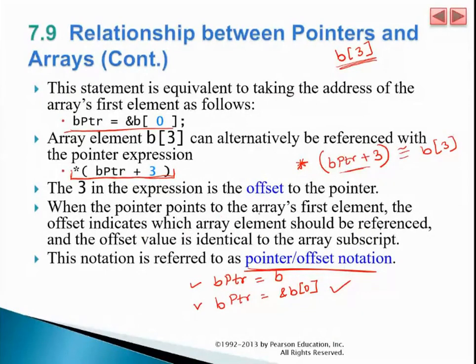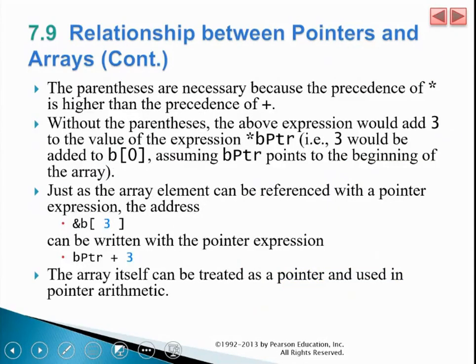When the pointer points to an array's first element, this 3 is the offset. The offset indicates which array element should be referenced, and the offset value is identical to the array subscript. This notation is referred to as pointer notation or offset notation. So B[3] can be written as *(bPtr + 3). The parentheses are necessary, as I have already told you. Without the parentheses, the meaning is something else.